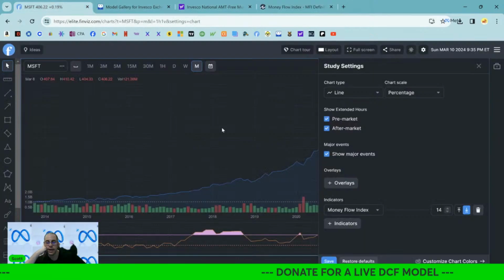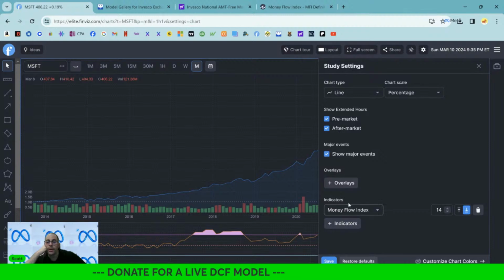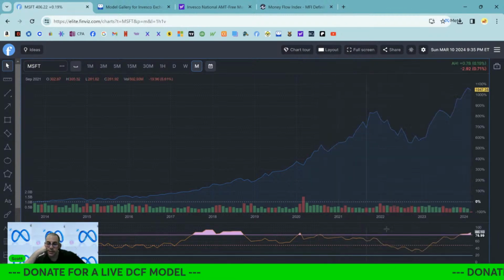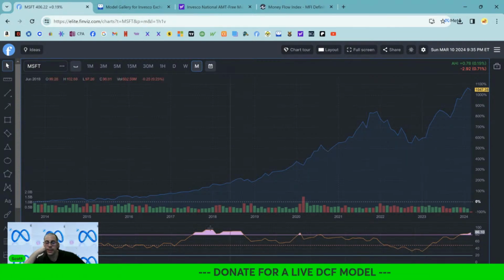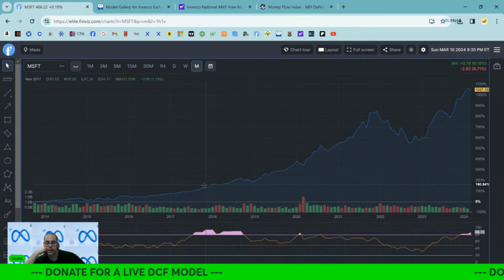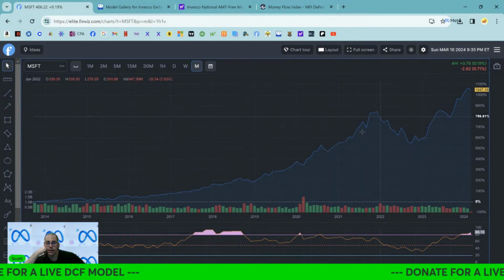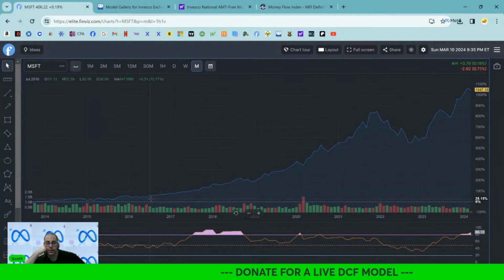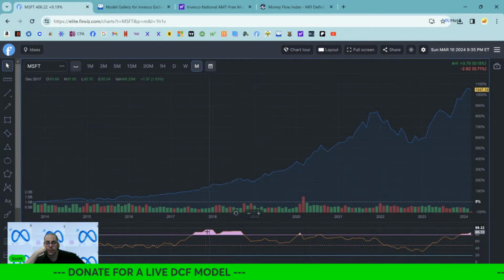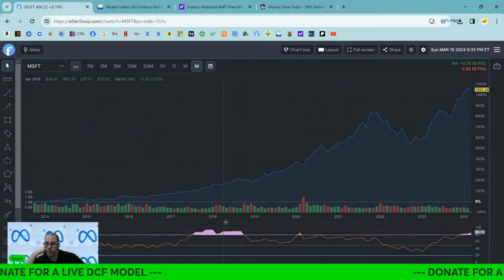So if it's a really high money flow index, then stay away. If it's really low, then buy. So you can see right here, it's saying stay away, but that would have been a good time to buy. Here it's saying buy, which I guess you could have bought and then sold up here because it got overbought.